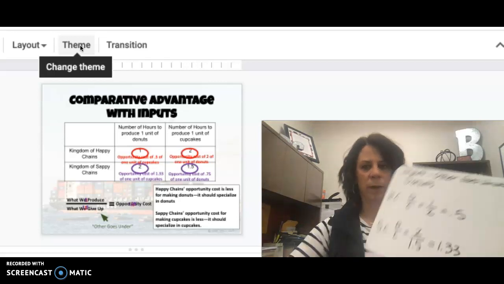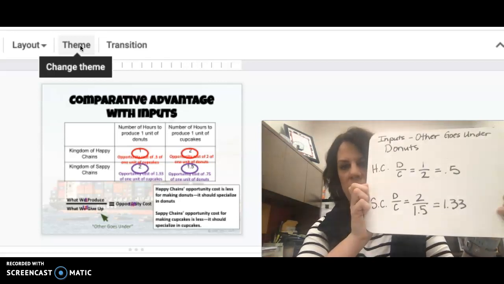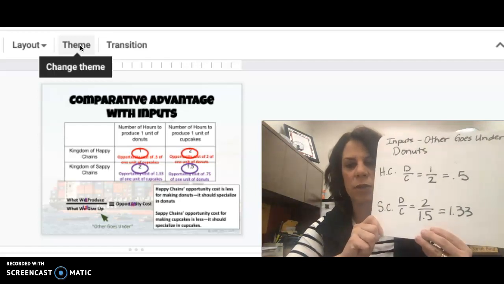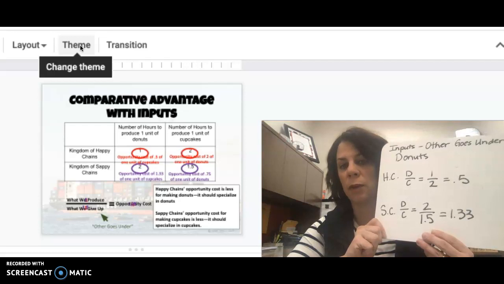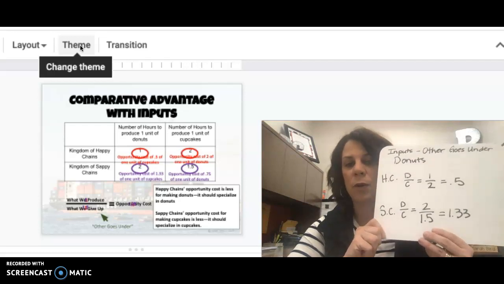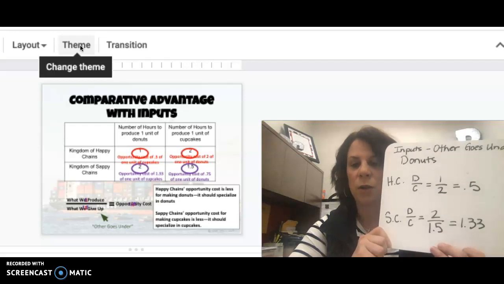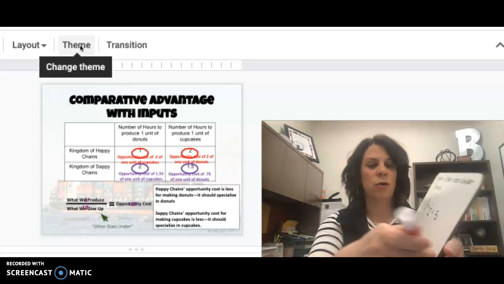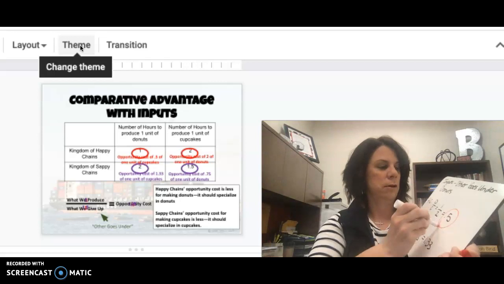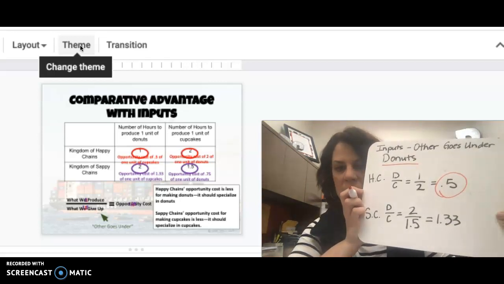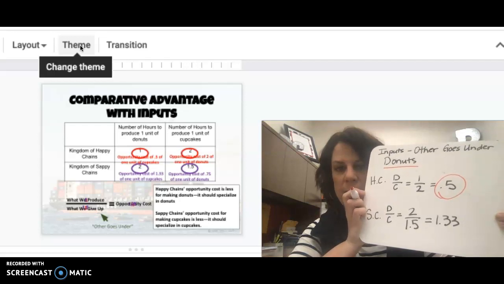1.33, repeating. All right, so what I'm comparing then is Sappy Chains. If they're going to take time to produce donuts, they give up 1.33 hours in cupcakes. So remember, whoever has comparative advantage is who gives up the least. So comparative advantage for donuts goes to Happy Chains because they give up the least. That number is smaller. All right.